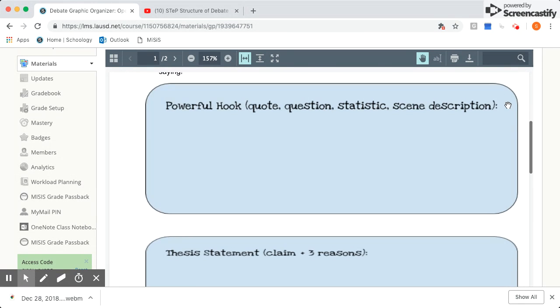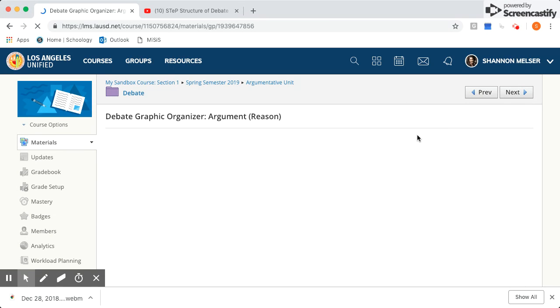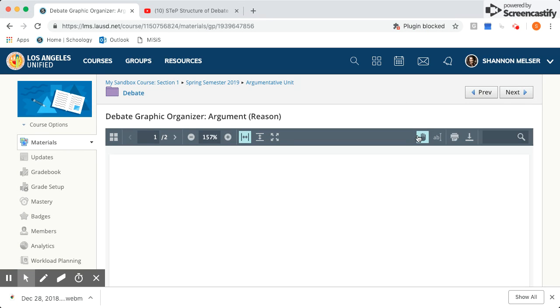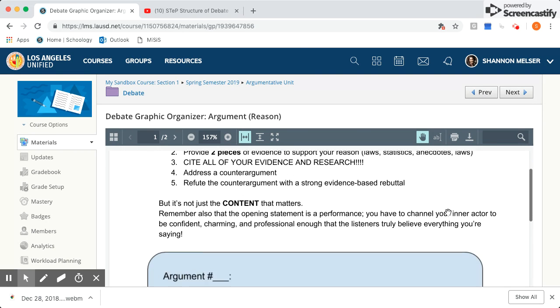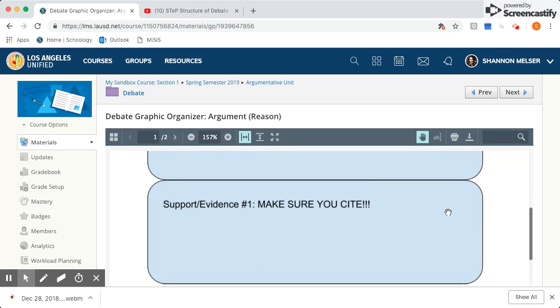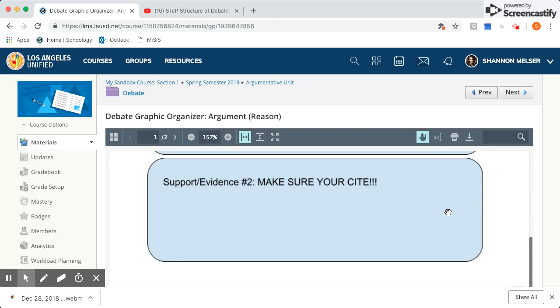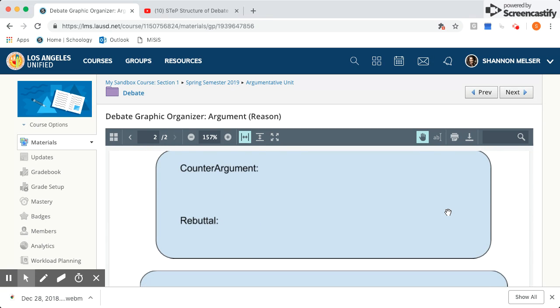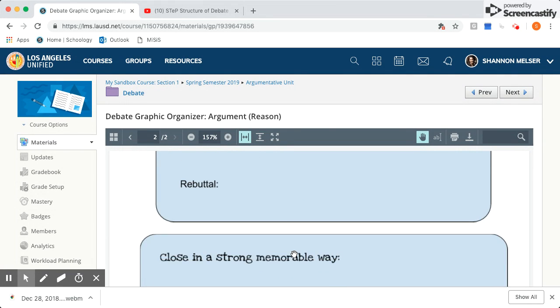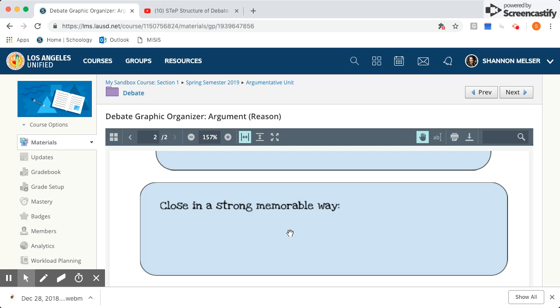Now, if we go to our graphic organizer up here, the next graphic organizer is the one for argument. And so each person will have one of these filled out for their reason. It's structured essentially the same as a body paragraph is. You're writing your evidence, or what your argument is, the reason, your evidence, evidence 2, and then the counter argument for that evidence and analysis, right, and rebuttal. So you'll have only one of these for your entire group. And then you close in a memorable way.